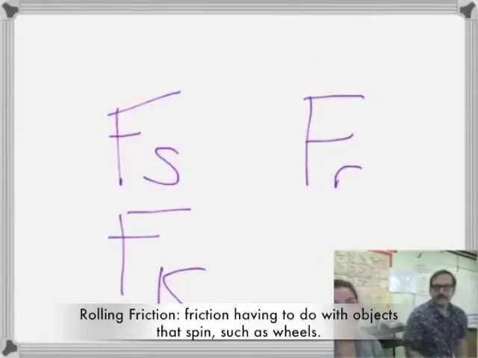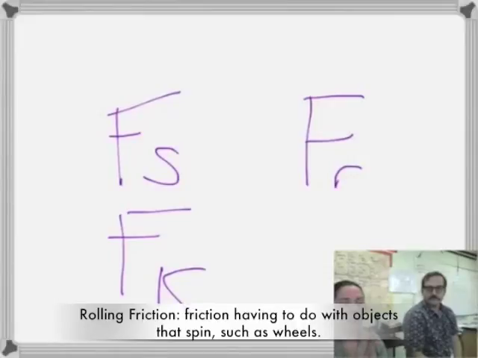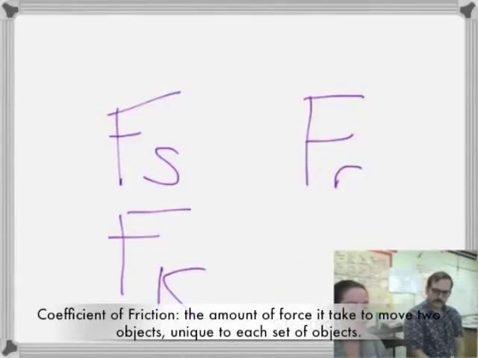So that's rolling friction. Rolling friction, anything that spins, any type of wheel, your wheel between the pavement, the ground, the dirt, whatever it may be, that's your rolling friction. So we've got kinetic, we've got static, and we've got rolling.